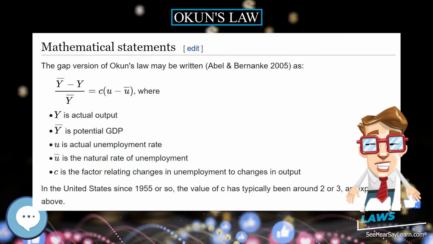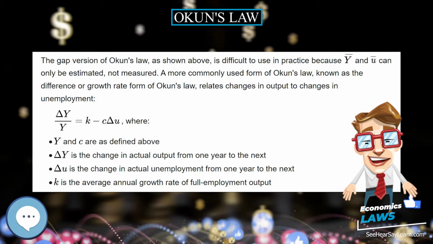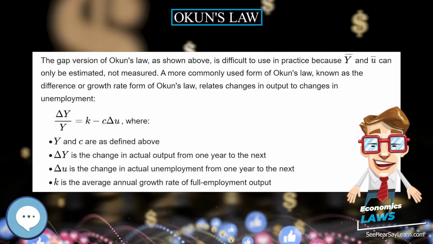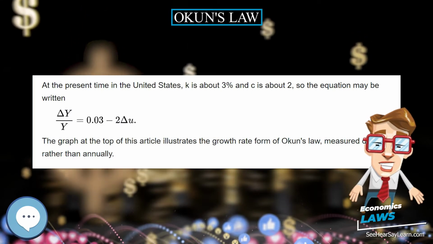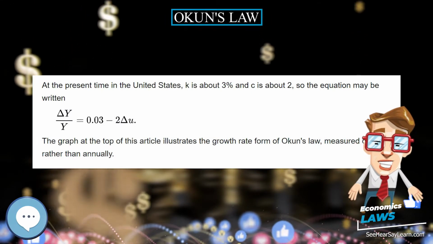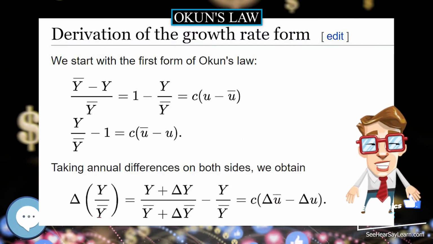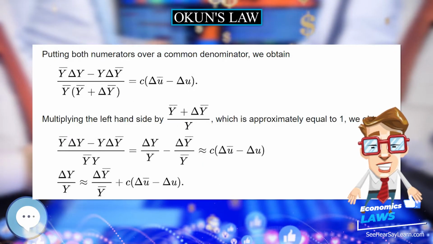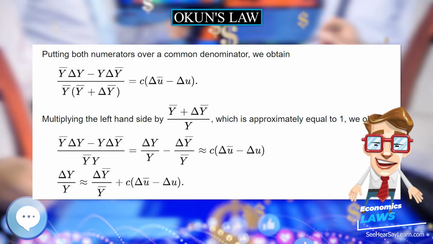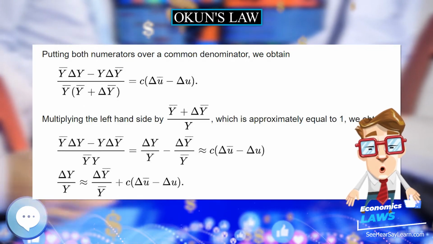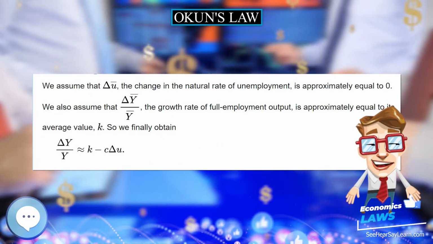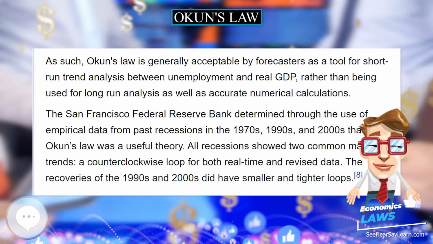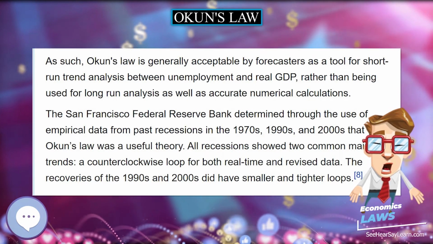The difference version describes the relationship between quarterly changes in unemployment and quarterly changes in real GDP. The stability and usefulness of the law has been disputed. Imperfect relationship. Okun's law may more accurately be called Okun's rule of thumb because it is an approximation based on empirical observation rather than a result derived from theory. Okun's law is approximate because factors other than employment, such as productivity, affect output.